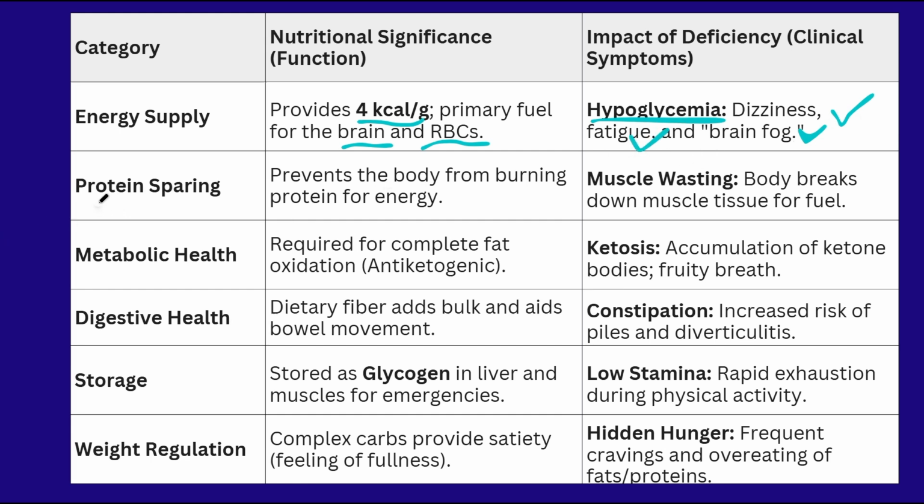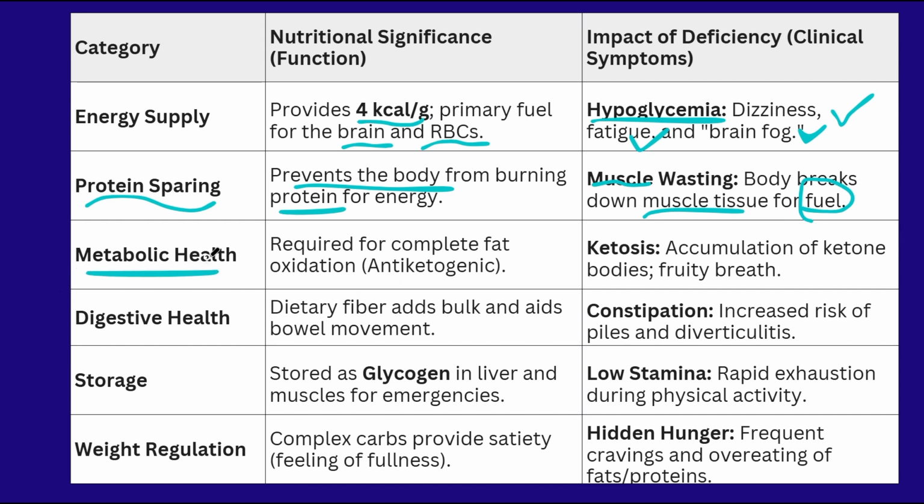The nutritional importance also includes the protein sparing action. That means carbohydrates protect proteins from being broken down. If there is a lesser intake of carbohydrates and lower glucose levels, the body will use the proteins. They will break down our muscles for getting energy. So the nutritional significance of carbohydrates is preventing the body from burning proteins for energy. If there is no carbohydrate, our body muscles can be lost. That means the muscles are broken down in order to make fuel, that is energy.